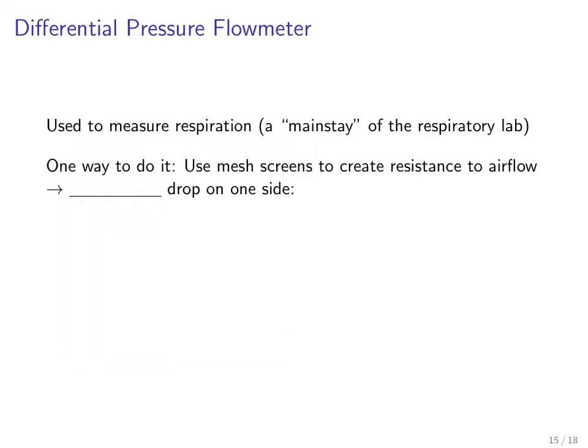And the last kind of flow meter that we'll talk about in this lecture are differential pressure flow meters. These are devices that are used to measure respiration, and they're a mainstay of the respiratory lab. There are two different ways that we'll talk about to do it.